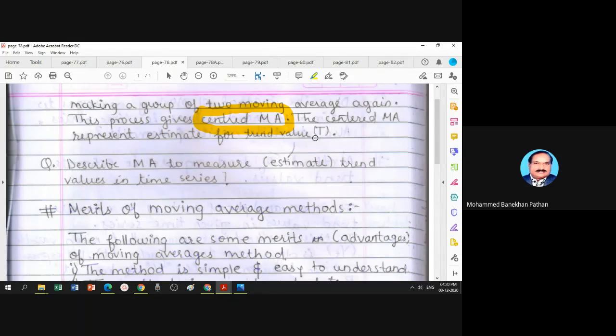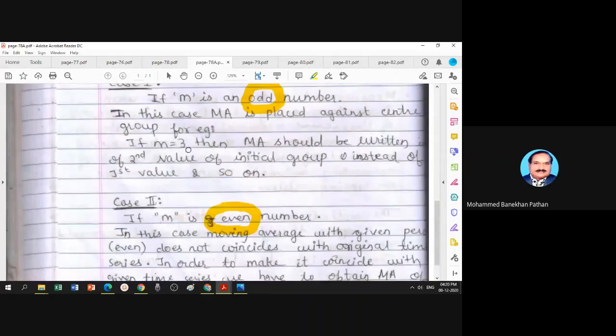And if the period is odd, directly what you get in this step is your answer. Remember, if the period is odd, say m equal to 3, there is only one calculation for moving average. If the period is even, let us say m equal to 4, you have to make 2 calculations for moving average. One by original data, and then again a moving average of the moving average by making a group of 2 values. That is the difference between odd period and even period.